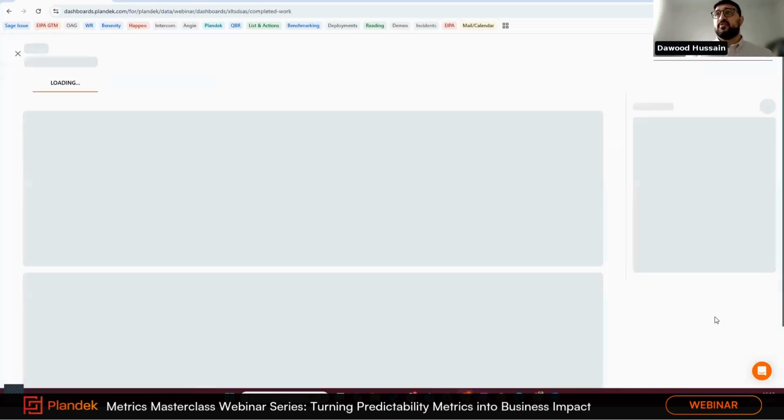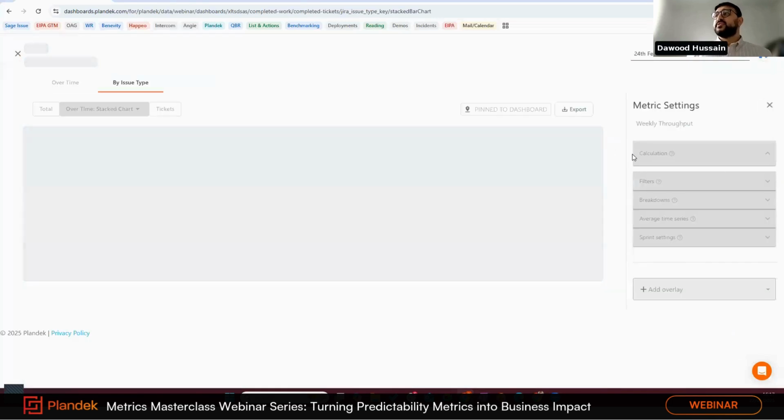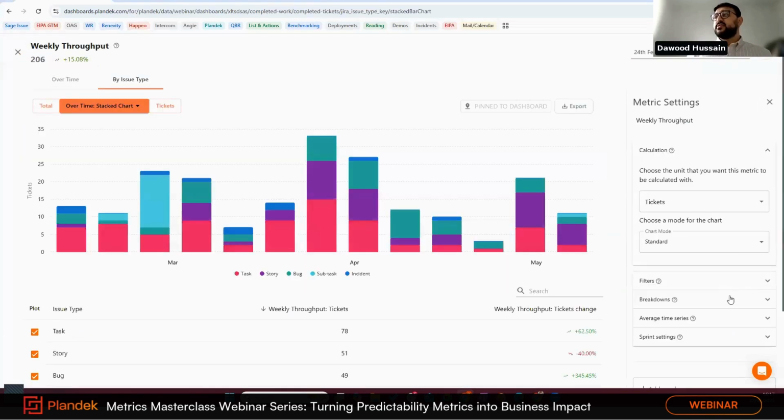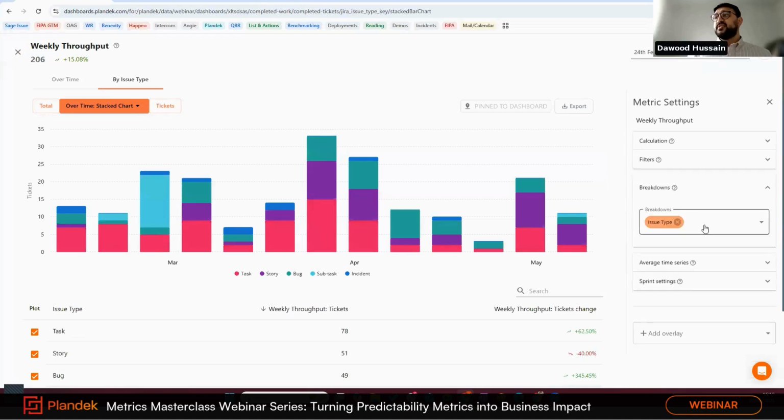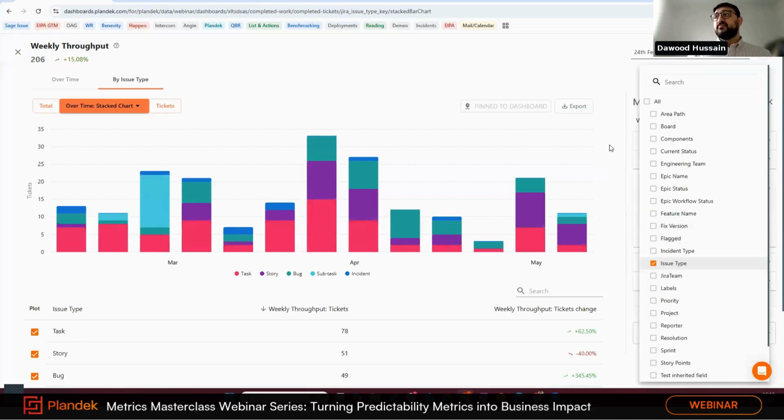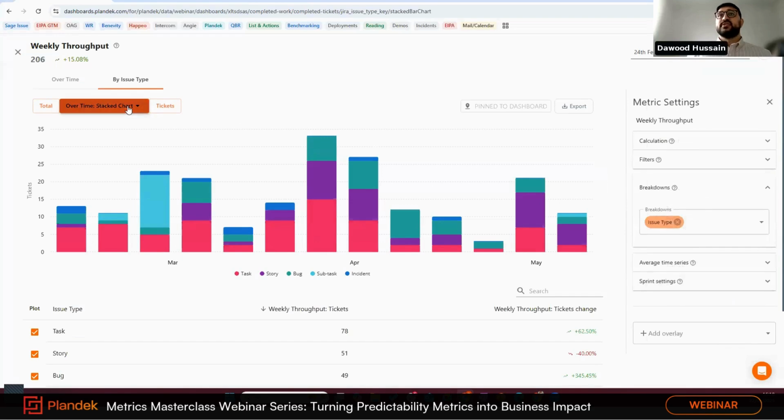So if I click on Explore here, this may just take a second to load again. So I do apologize, but if I click on breakdowns, you can see here that I've broken down by issue type and chosen the stats chart as the chart type. And so what this does is it allows me as a Kanban team to measure the number of tickets that I've delivered to completion over a certain time period, which in this case is the last 12 weeks.